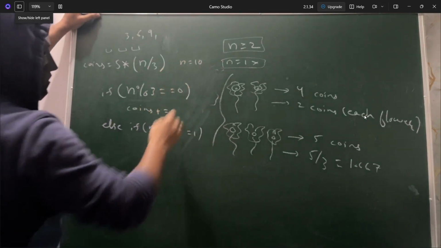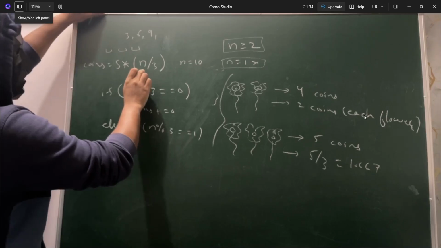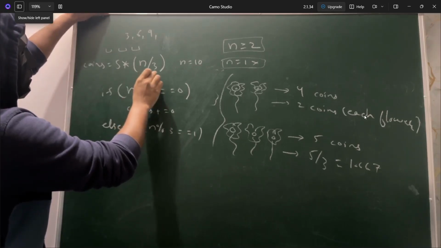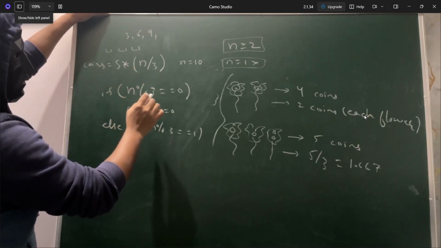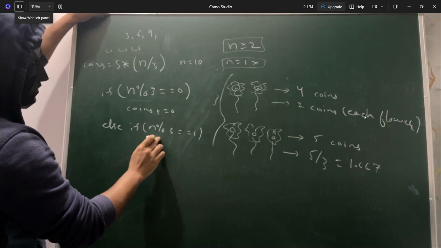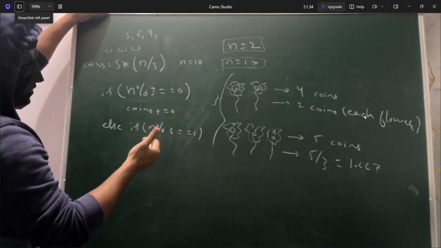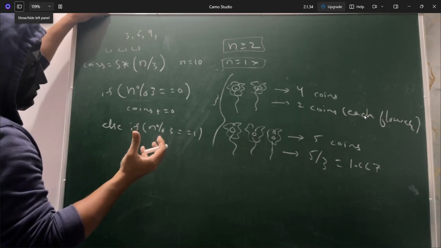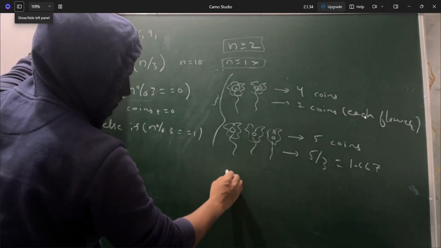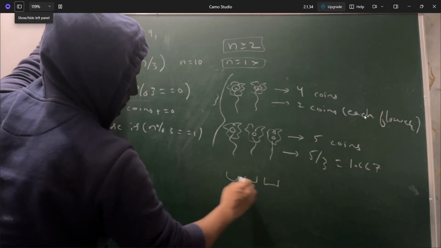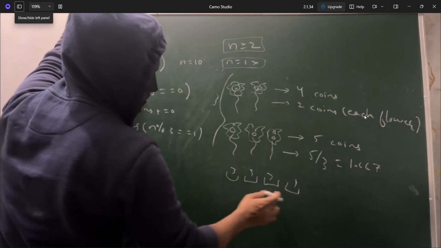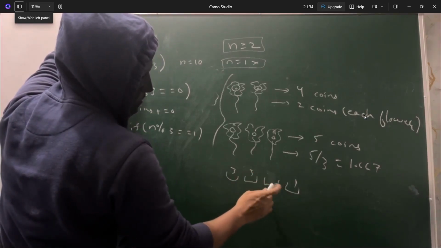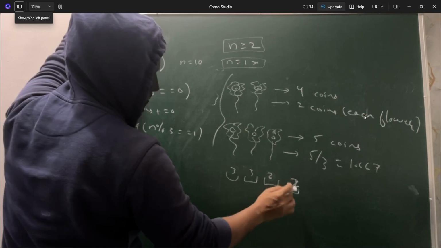When n is 10, 10 by 3 is 3, and 3 into 5 is 15. Right now your coins are 15, but n modulo 3 is giving you 1, which means at the end we have 1 flower left. You have 3 flowers 3 times, and at the end 1 flower, but you can't make this. So the last one, whatever you have, you just remove and make 2 plus 2, 2 sets of 2 flowers.